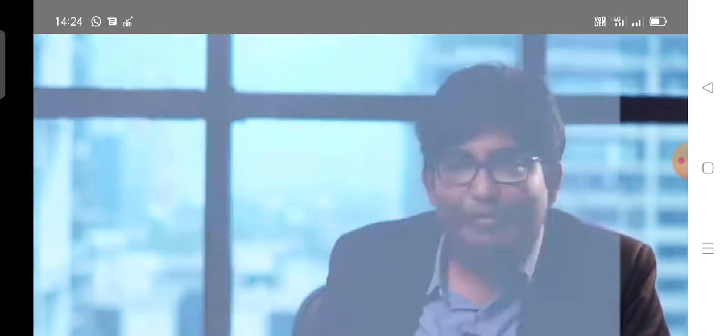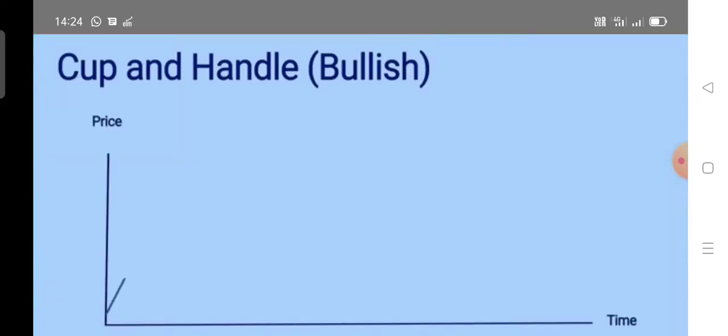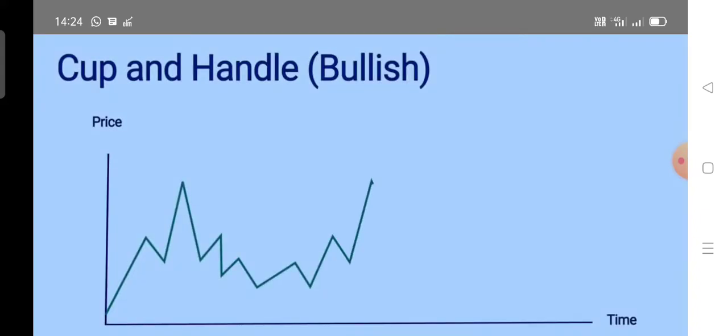Cup and handle pattern is generally a continuation pattern. What happens is that first there is an up move and then there is a correction. The correction goes to 1/3 or 2/3 of the initial move, and then there is a roundy kind of bowl formation like this. The volume should be relatively lower when the correction is happening, and the volume at the bottom should be lower. It should not be a V-shaped bowl, it should be kind of a cup, and that's why the name comes cup and handle pattern.